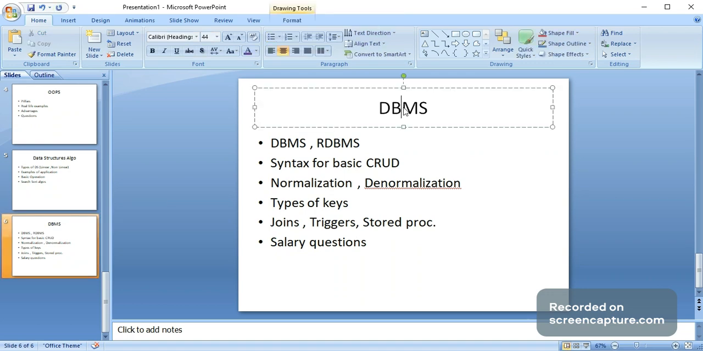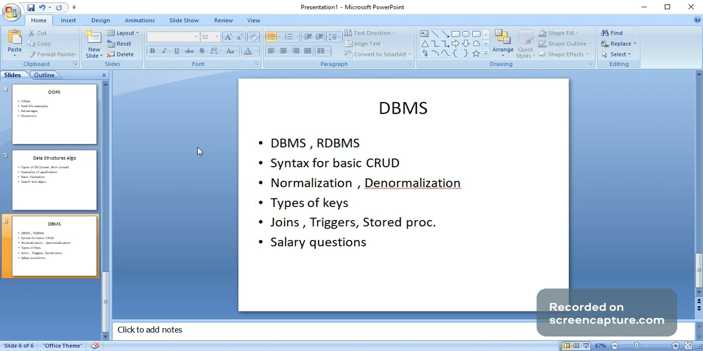Now, in DBMS, so this is about OOPS and DSA. If you have any doubts regarding them, please put them in the comments. Now for DBMS, what I did was prepare DBMS and RDBMS.